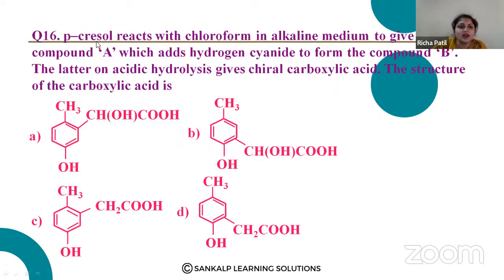So we'll solve some questions. Paracresol reacts with chloroform in alkaline medium to give the compound A, which adds hydrogen cyanide to form the compound B. The latter on acidic hydrolysis gives chiral carboxylic acid. The structure of the carboxylic acid is? So what will be the structure? These are some of the steps. You have to follow these steps. There are some reaction conditions. Follow that. And what is the structure of the carboxylic acid? How will we solve it?